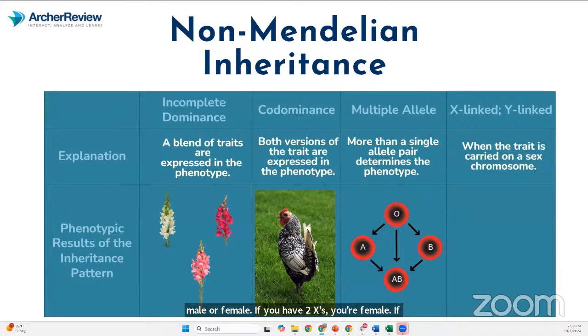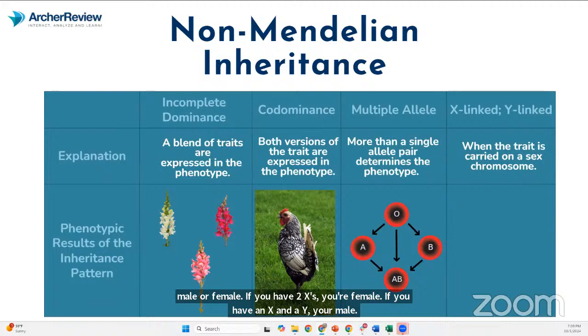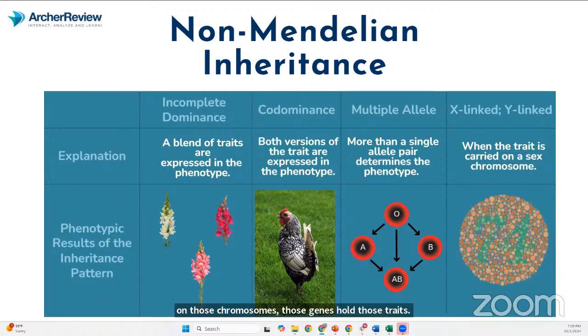Well, some traits rest on those chromosomes. Those genes hold those traits. And so that impacts then male versus female inheritance. A prime example of this is color blindness. Color blindness sits on the X chromosome.